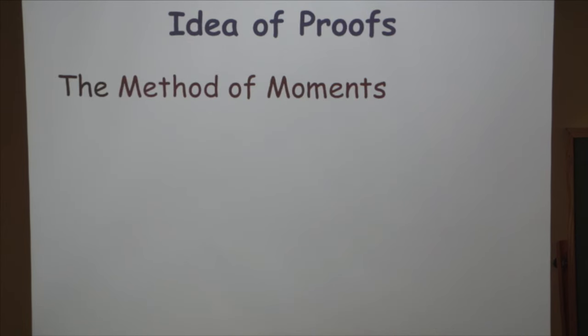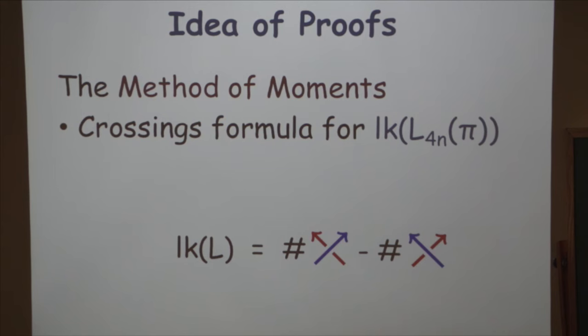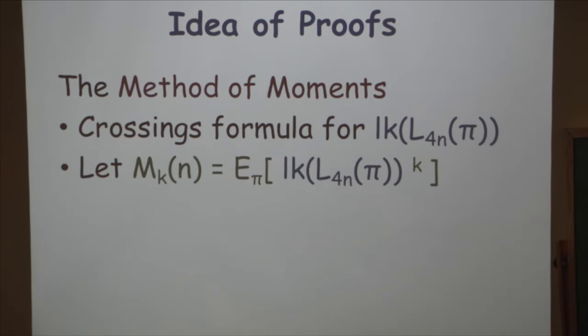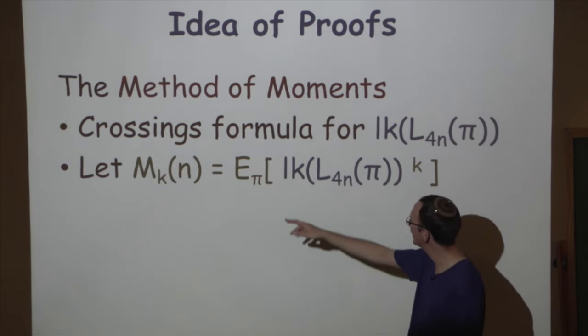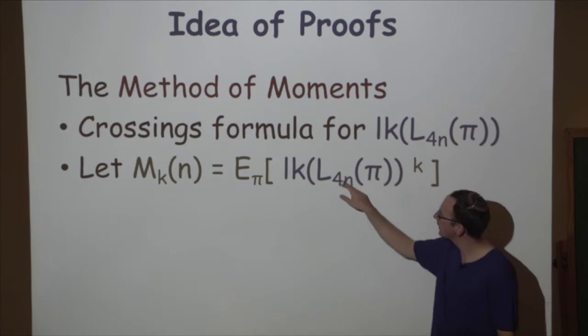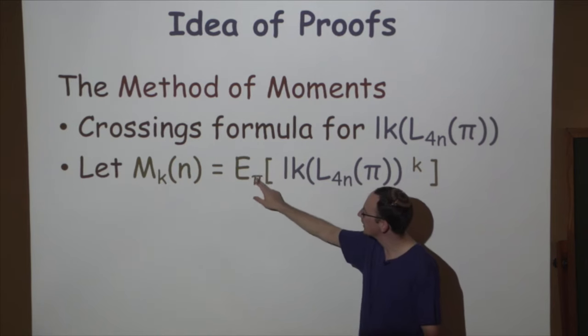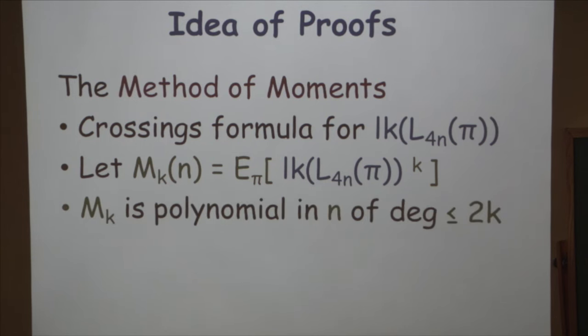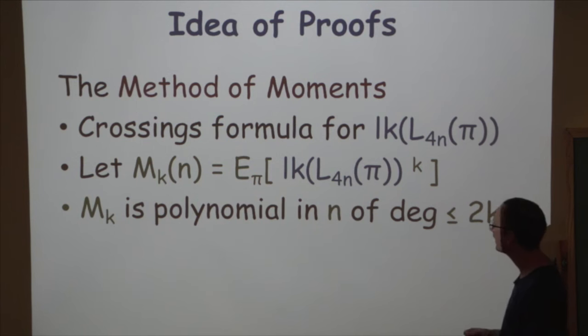Okay, so the idea of Nika and Mingo's proof is the method of moments. I won't say much about it, just generally. We start with a formula for the crossing number, which we have already seen. We define M_k(n) to be the kth moment, and it depends on n at this stage. Here we take the expectation of a whole permutation, so this gives us a moment of the distribution for n. Then we study this function M_k, and it turns out to be a polynomial in n.